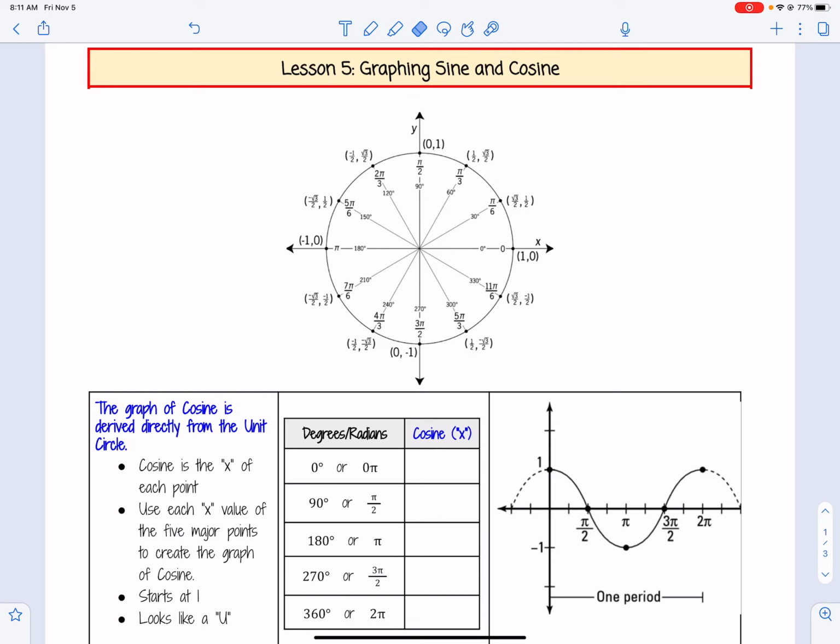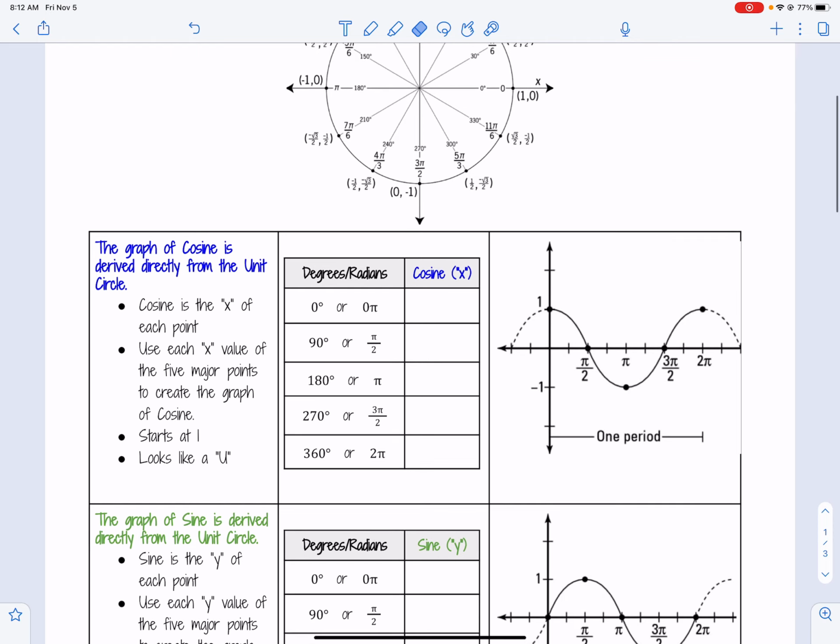In this video, let's take a look at graphing sine and cosine. So sine and cosine graphs come straight from our unit circle. So in this first box, we're going to fill in this table of values to pick out the degrees or radians from our unit circle and what that cosine value would be in that coordinate.